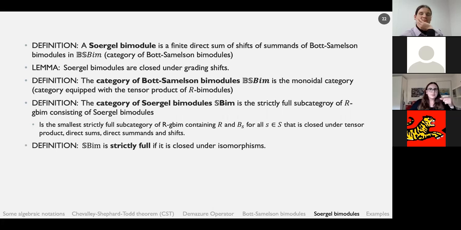To understand what the definition of a Soergel bimodule means, we need to know what strictly full means. Strictly full means that the category of Soergel bimodules is closed under isomorphisms, which means that it's the full subcategory of R-GBIM whose objects are isomorphic to Soergel bimodules. To say it in another way, the category of Soergel bimodules is the additive graded envelope of the category of Bott-Samuelson bimodules.